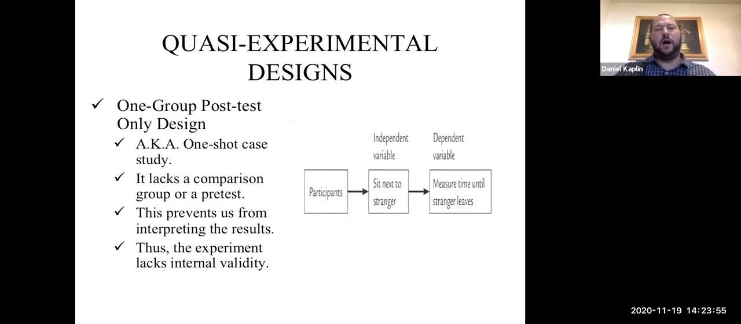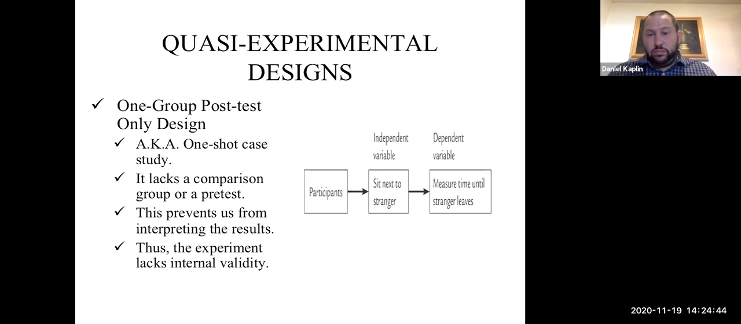So the first quasi-experimental design is what's called a one-group post-test only design. Now, you already know what a post-test only design is. We learned about that in lectures, I want to say 8 and or 10. A post-test means that you introduce the independent variable and then measure. You measure the dependent variable once, after you introduce the independent variable. Now, the problem with a one-group design is that you don't have a comparison group.